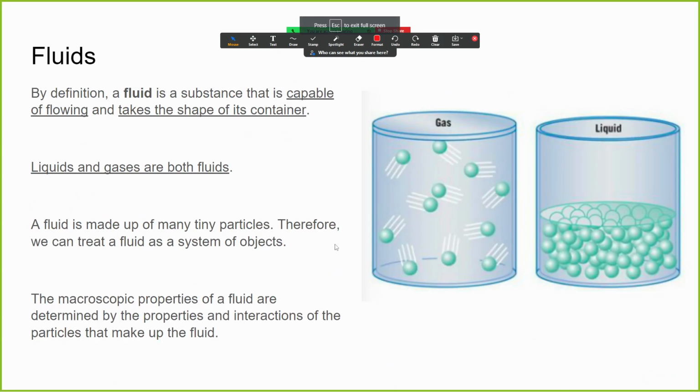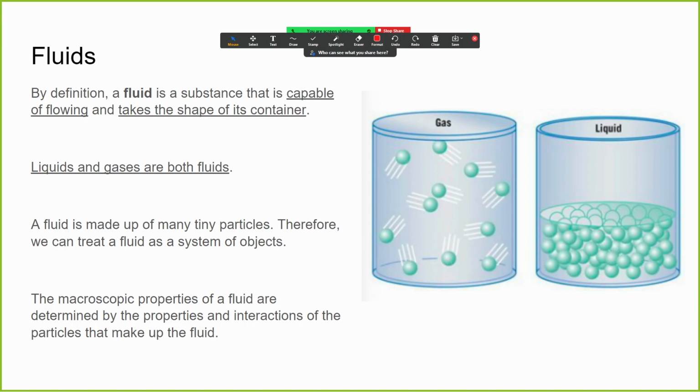So by definition, a fluid is a substance that is actually capable of flowing and takes the shape of its container. So if we have, once again, a cylindrical container here, the liquid is all going to be at the bottom, the gas is going to be moving around quite a bit, but you would agree that both these things are fluids because they do flow around their container.